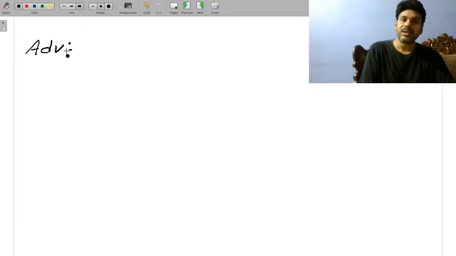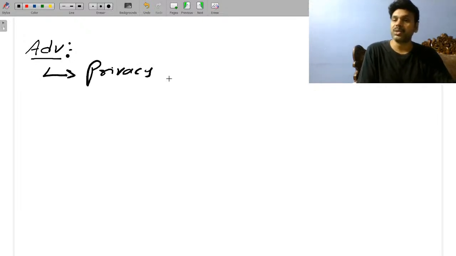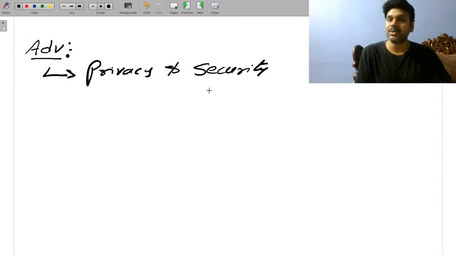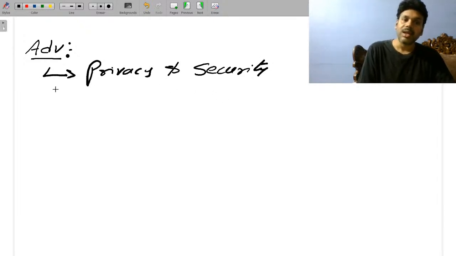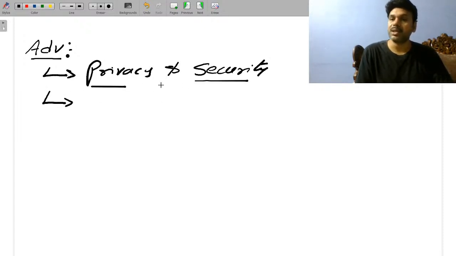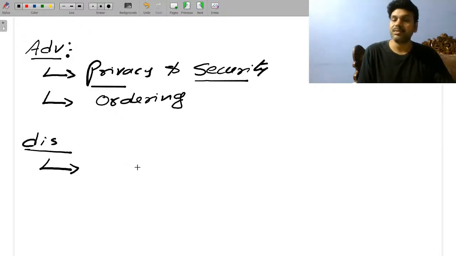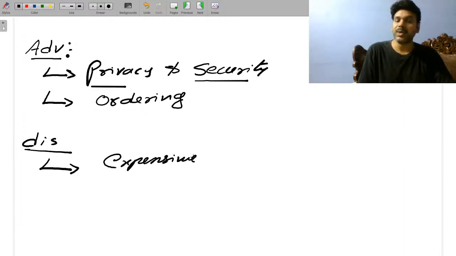Because of this point, the advantage is that you have the concept of privacy, because no other guy is between sender and receiver, and you also have security, as your data is exactly going to be delivered to the other party. And another advantage, apart from privacy and security, is that ordering of data is there. But what is the disadvantage? The disadvantage is very simple: I can project that it is expensive.